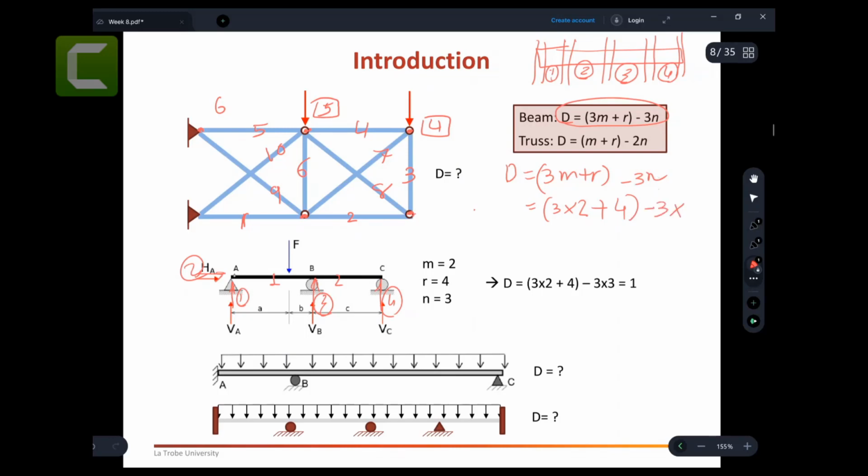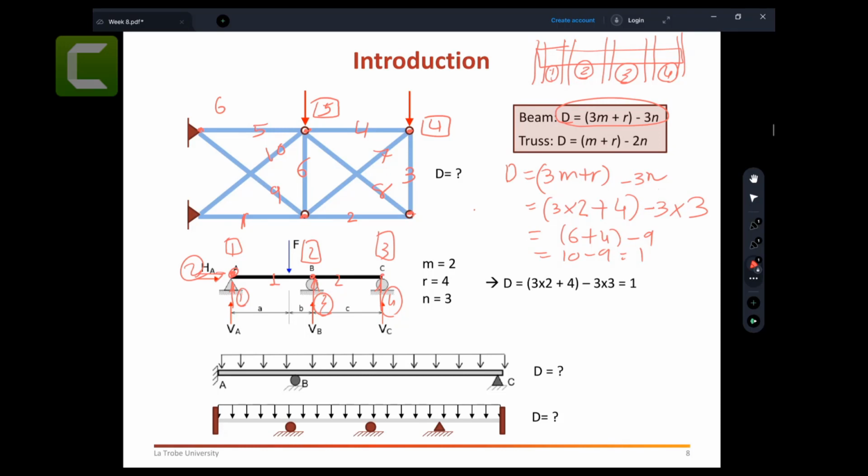3 times n. How many joints? You got one joint, a second joint, 3 joints. So 3 times 3 is 9. 6 plus 4 minus 9, 10 minus 9 equals 1. Right? No problem. Degree of indeterminacy equals 1, meaning that this beam has one extra quantity.